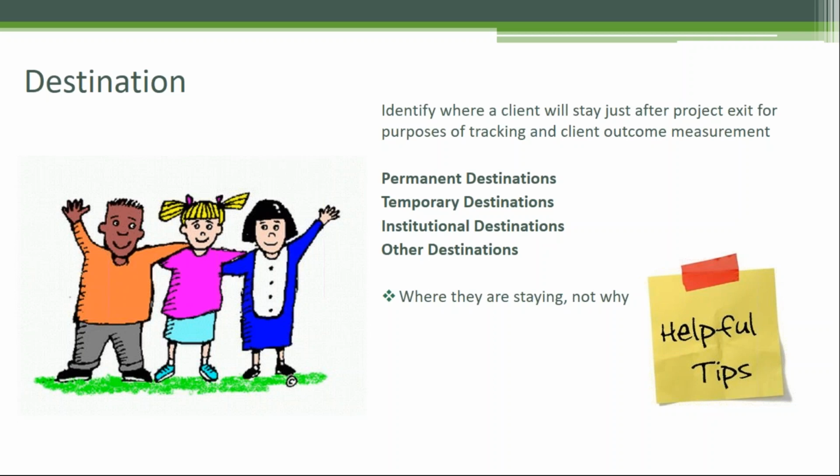At CARES, we beg that users never select other as a destination option. Number one, it's impossible to report on. It's just going to say, this is the number of clients that were discharged to other destination, but we can't get down to that level as to what was typed in for other.